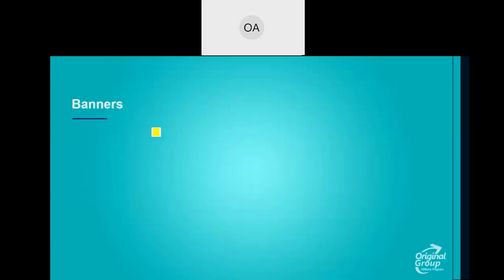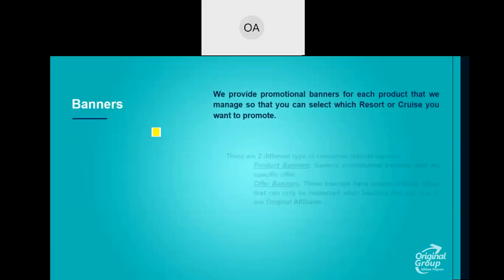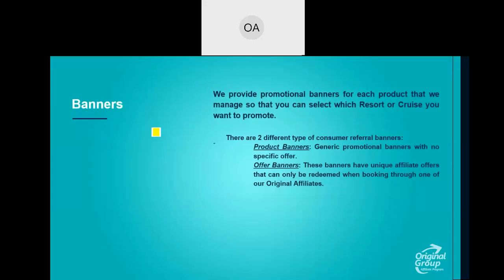Speaking of the banner section, remember we do have two subsections within the banners, which is our product banners and our offer banners. Our product banners are generic banners. They mainly just invite you to check out what temptation or desire has to offer.